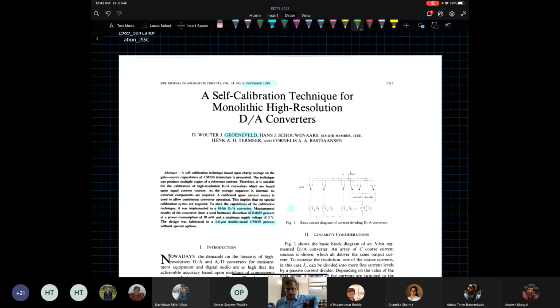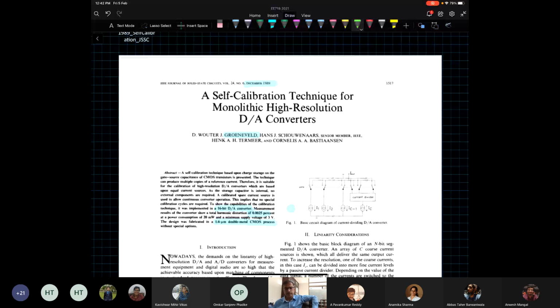They came up with really neat ideas about how to do self-calibrated converters, because here you need 16-bit resolution for your DAC. A typical DAC we can get in a process is maybe 8 to 10 bits, 8 to 12 bits. They have achieved 16-bit resolution using this self-calibration technique. It's a very innovative technique, very easy to understand. I would like you to read this paper.